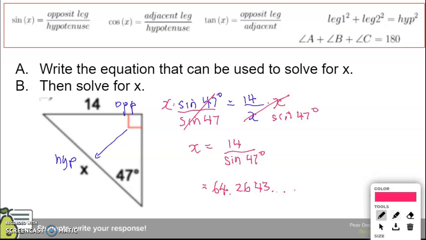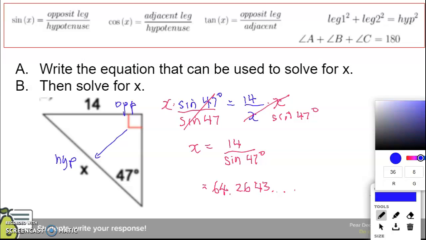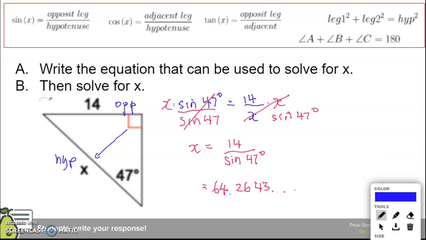64.2643. If the question asked you to round to the nearest one decimal, then you are cutting it off right here. But before you cut it off, you need to look at this digit, which is 6, which is 5 and above. That tells me that I need to round up the previous digit. So that becomes 64.3, rounded to the nearest one decimal place.